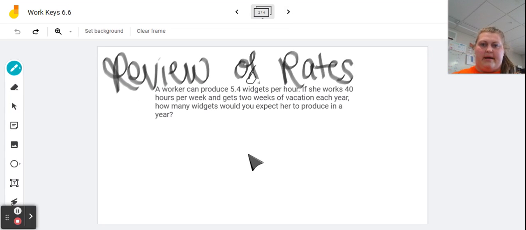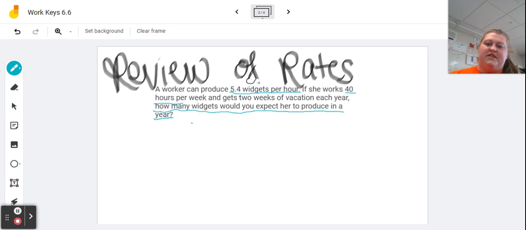solve multi-step rate problems. So a worker can produce 5.4 widgets per hour. She works 40 hours per week and gets 2 weeks of vacation each year. How many widgets would you expect her to produce in a year? So first I'm going to underline the question, the important stuff. How many widgets can she make in a year? I know she makes 5.4 widgets an hour, working 40 hours per week, but has 2 weeks of vacation.